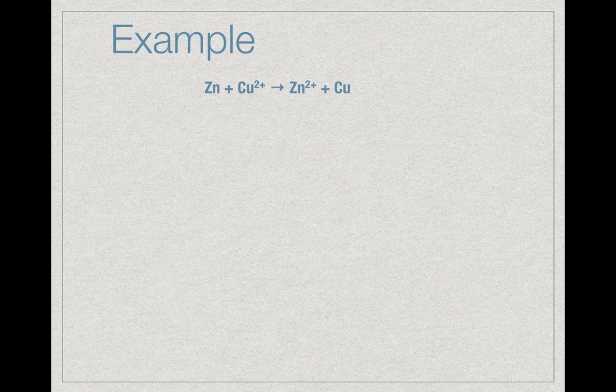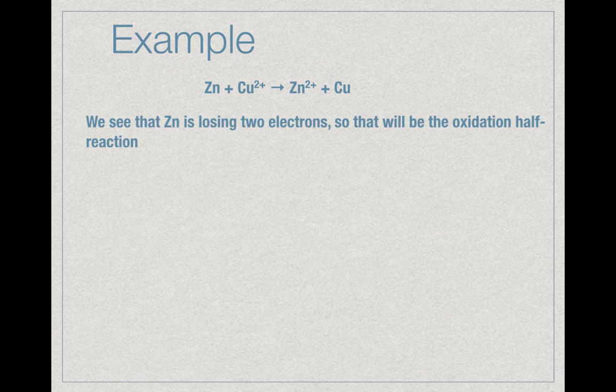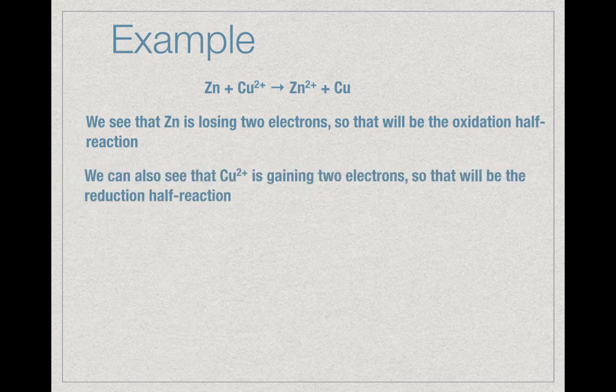Now if we assign oxidation states here, what we would find is that the zinc is losing 2 electrons, going from zinc to zinc 2+. So that would be our oxidation half reaction. We also see that copper is gaining 2 electrons, going from copper 2+ to copper. So that would be our reduction half reaction. And we're going to write them like this.